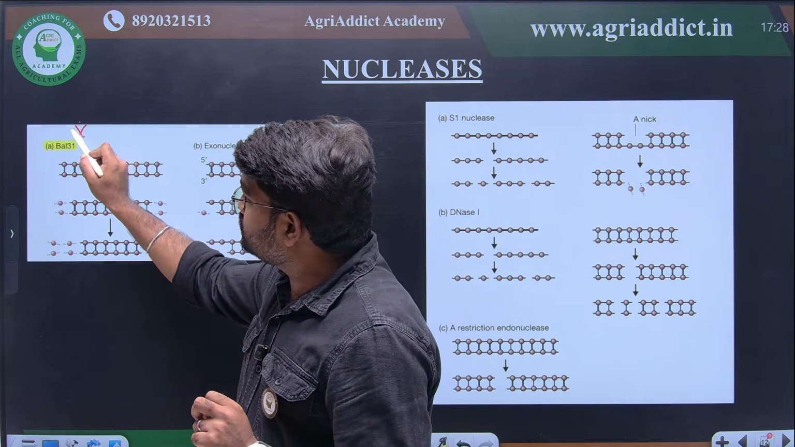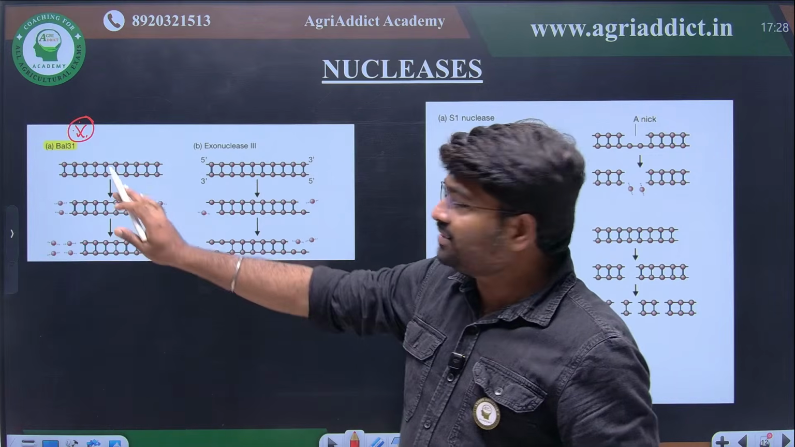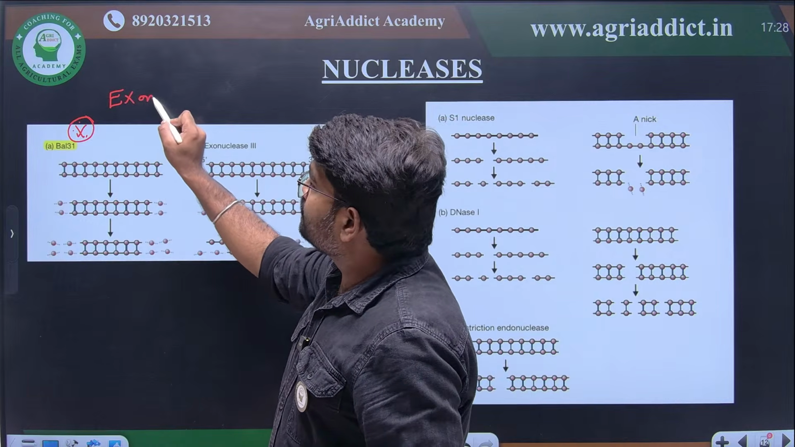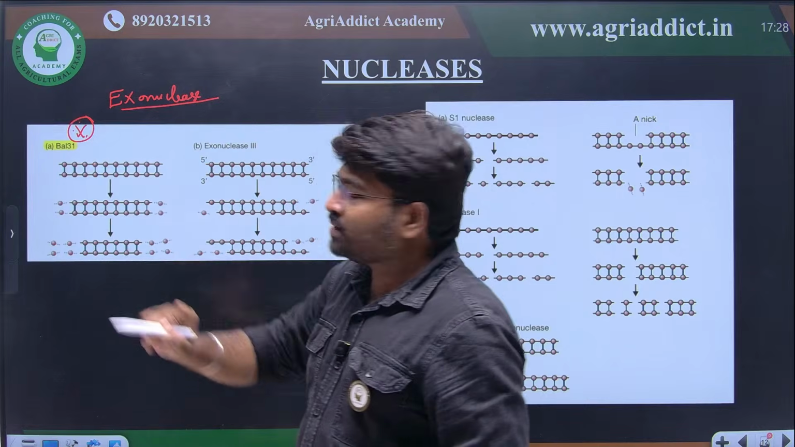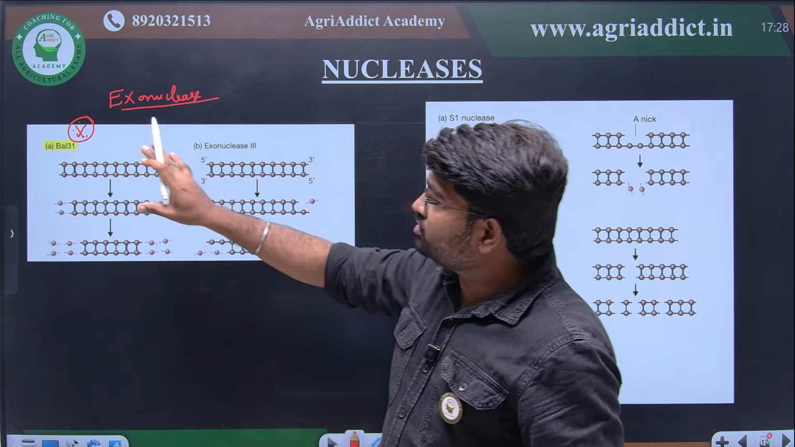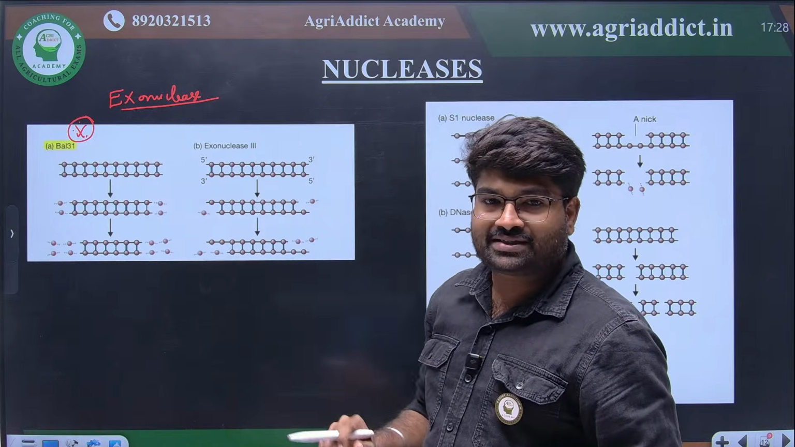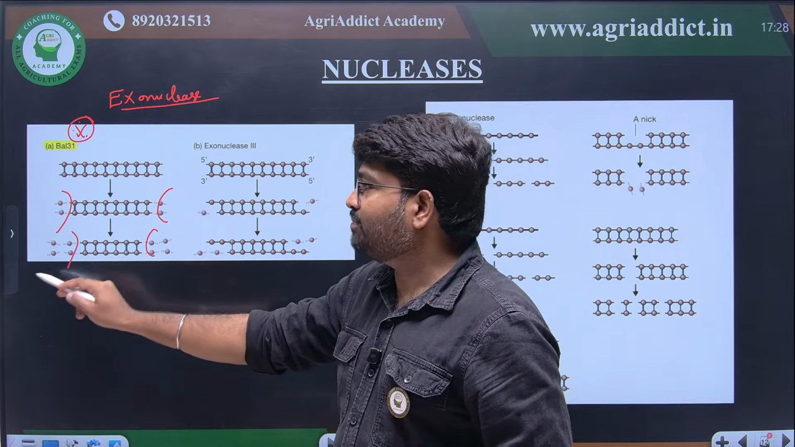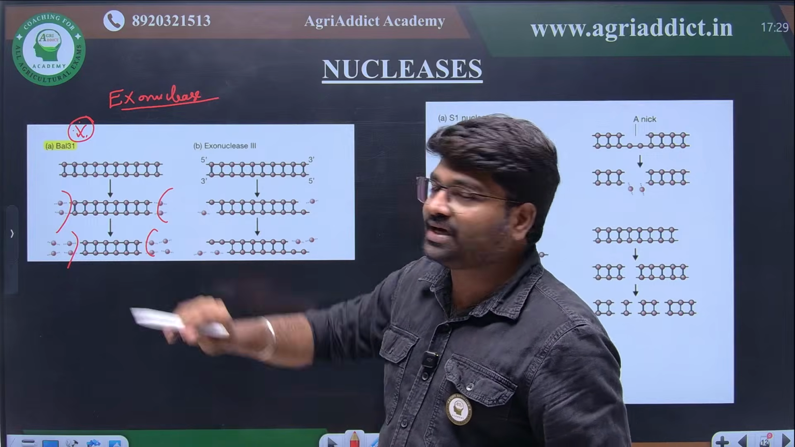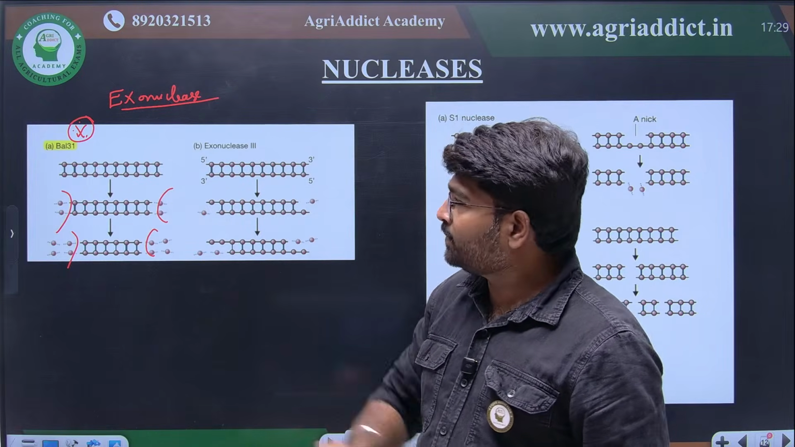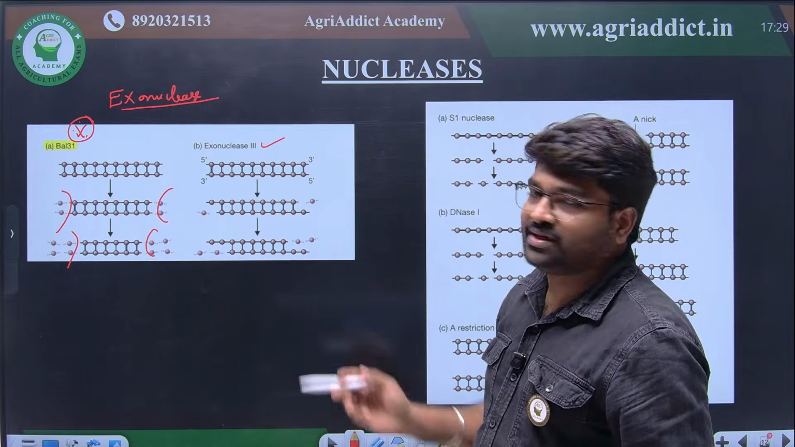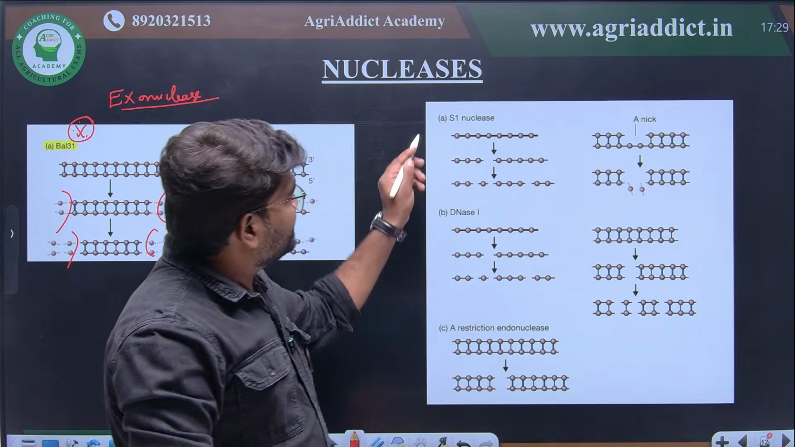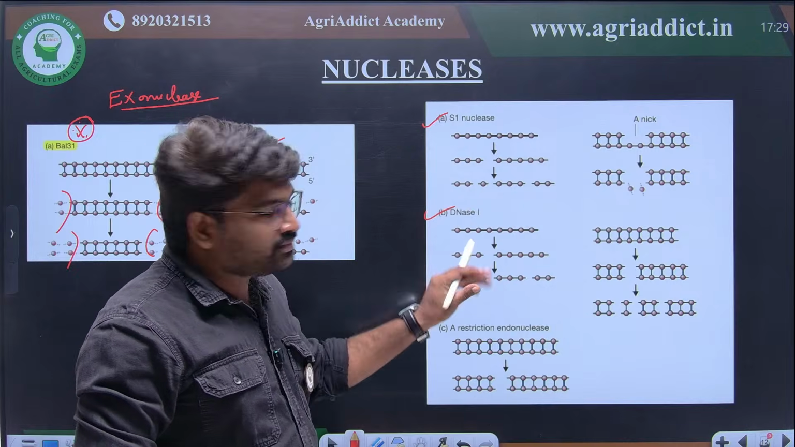This is the most repeated question. BAL 31 is a typical example for exonuclease. This is the most repeated thing, BAL 31. The specialty of this BAL 31 is that it will remove nucleotides simultaneously from the 3' end and 5' end. Clear? This is another specialty of BAL 31. Another example of exonuclease is exonuclease III. Coming to the endonucleases, S1 endonuclease and DNase are endonucleases.